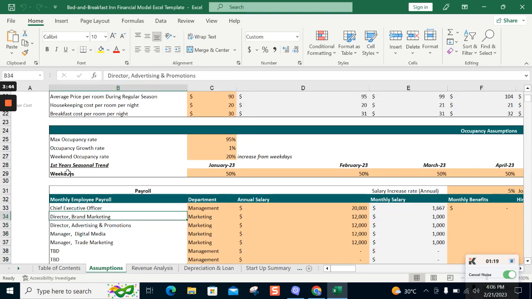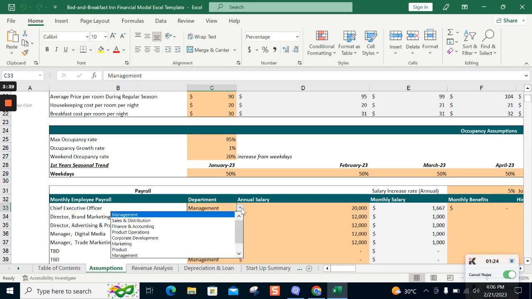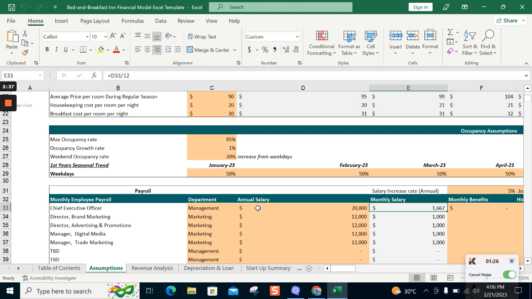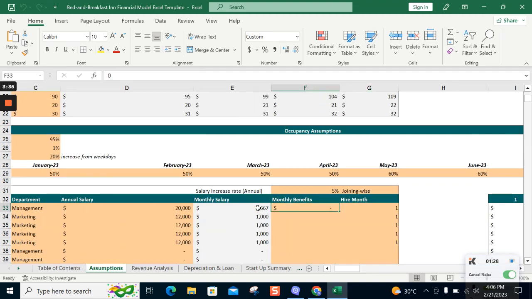The monthly payroll, the designation of the employee, the department you have to enter from the drop down, and then the annual salary, monthly salary is calculated. Then you have to enter the monthly benefits to the employee, the hire month, and the salary increase rate.